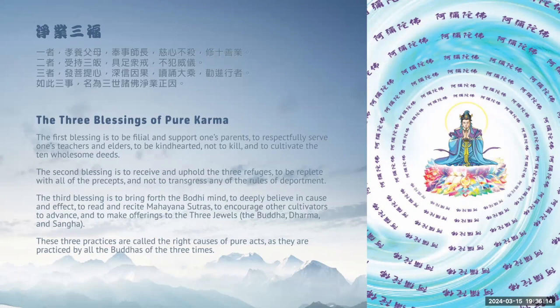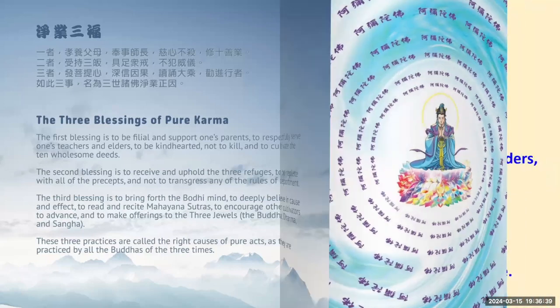The second blessing is to take the 3 refuges, observe the complete precepts, and abide by the rules of deportment. The third blessing is to make the Bodhi resolve, deeply believe in cause and effect, read and recite Mahayana sutras, and encourage others to cultivate. These are the right causes of pure karma practiced by the Buddhas of the past, present, and future.